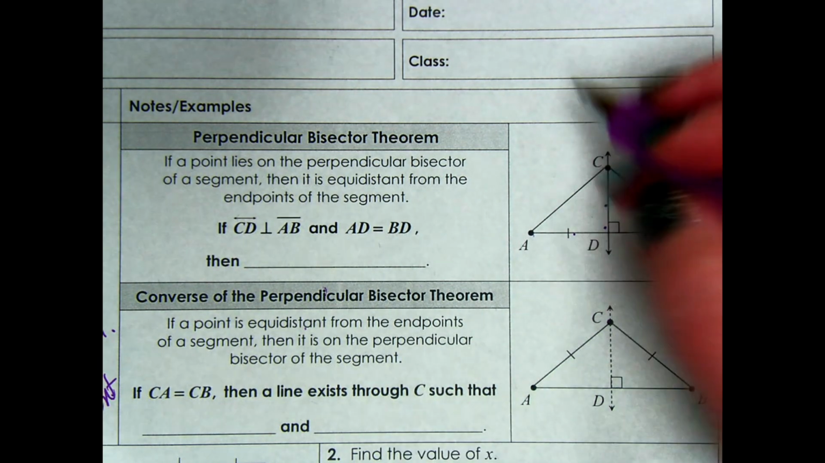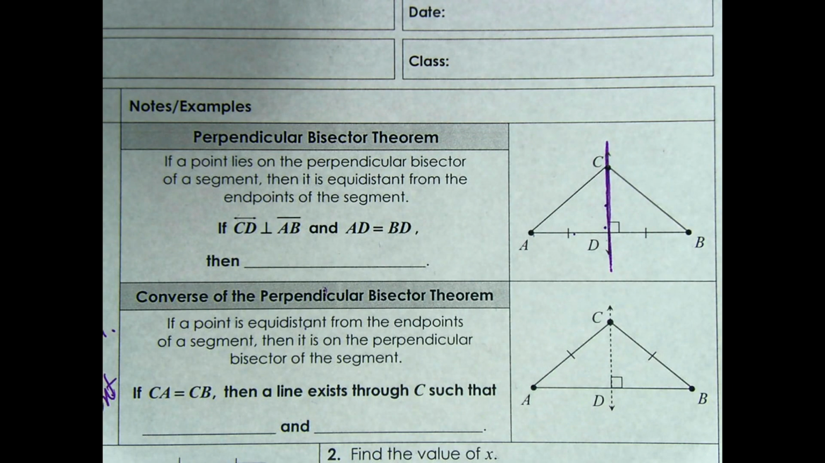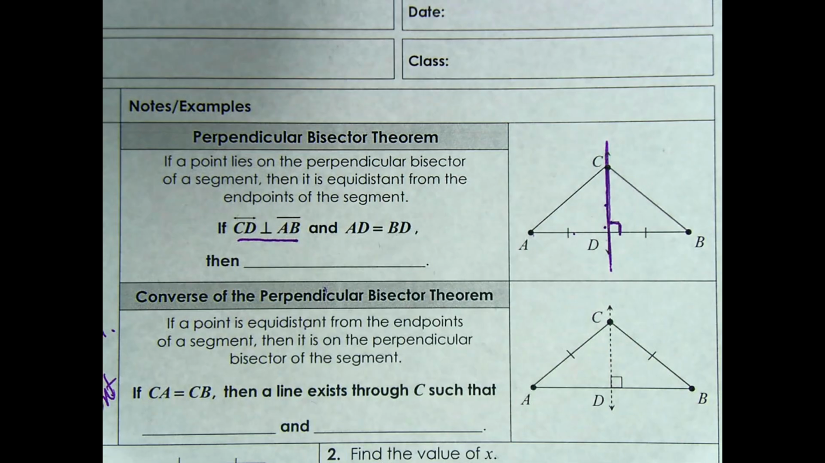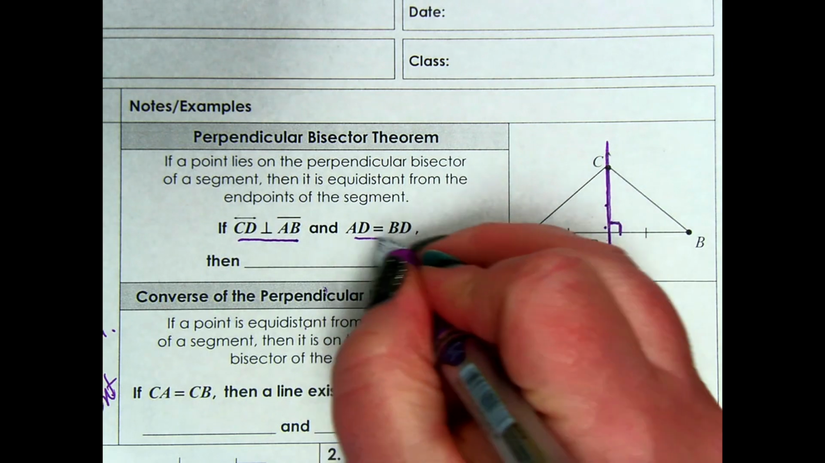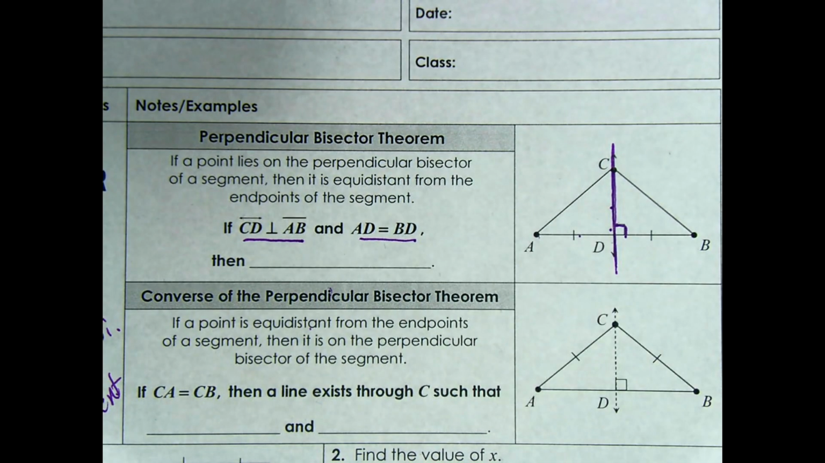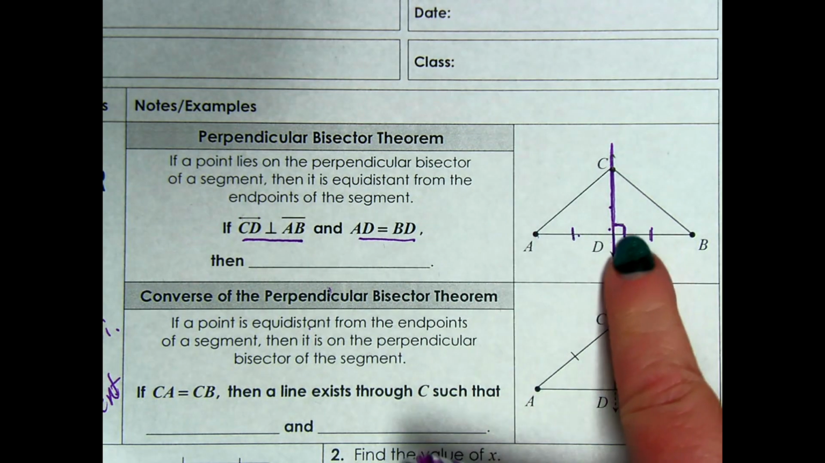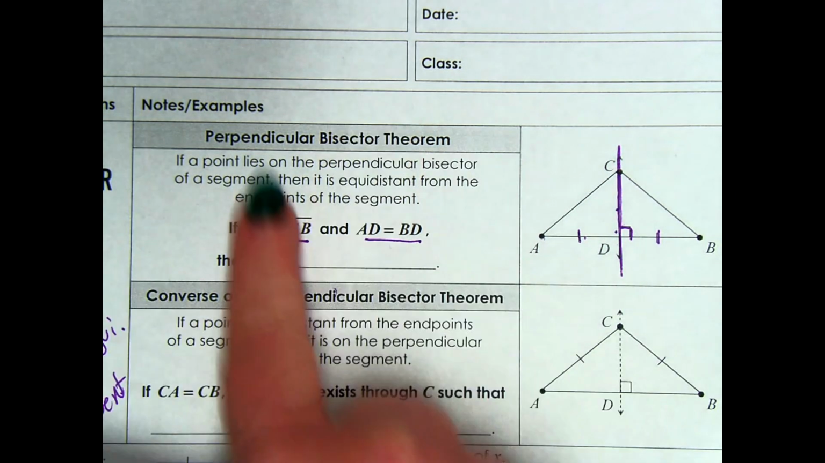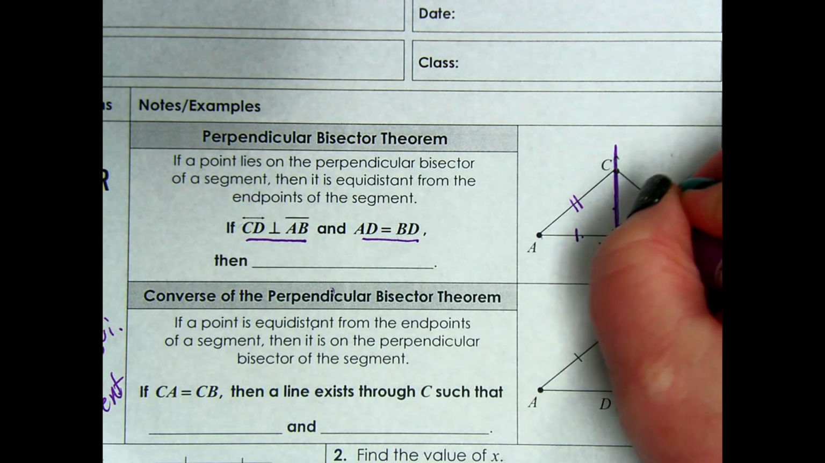So this line right here, CD, is my perpendicular bisector. And it's a perpendicular bisector for two reasons. One, it forms a 90-degree angle. So we know that CD is perpendicular to AB because it has a 90-degree angle. And we know that AD is congruent to BD. And I know that they're congruent because they each have one tick mark. So if this is 90 degrees and the sides are congruent, this theorem tells me that CA is going to be congruent to CB.